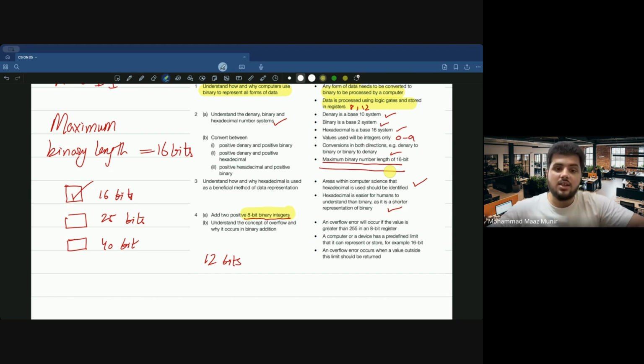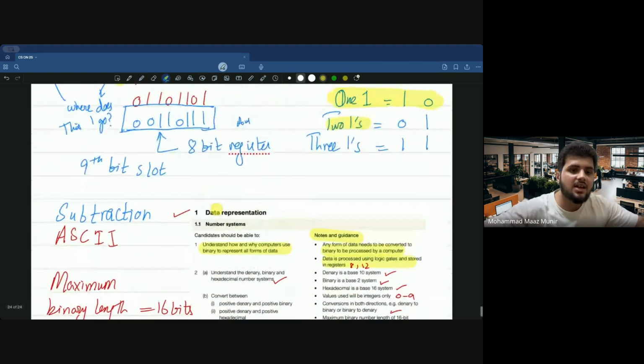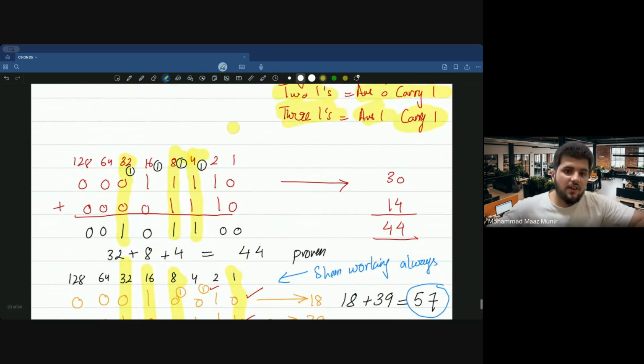It's really important. Then understand the concept of overflow and why it occurs in binary addition. We already studied that. Overflow is an error which occurs if the value is greater than 255 in an 8-bit register. What does this mean? If I add the values 128, 64, 32, 16, 8, 4, 2, 1, it's going to give me 255. If I want a carry up here, if I put a 1 up here, that 1 should have a value of 256, right? So 256 is greater than 255.